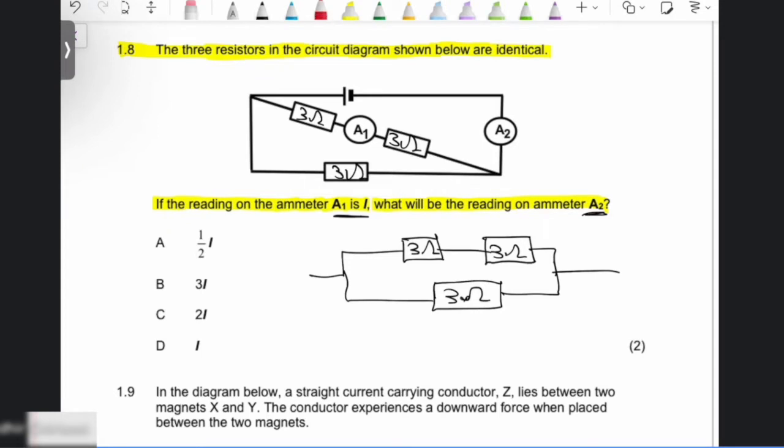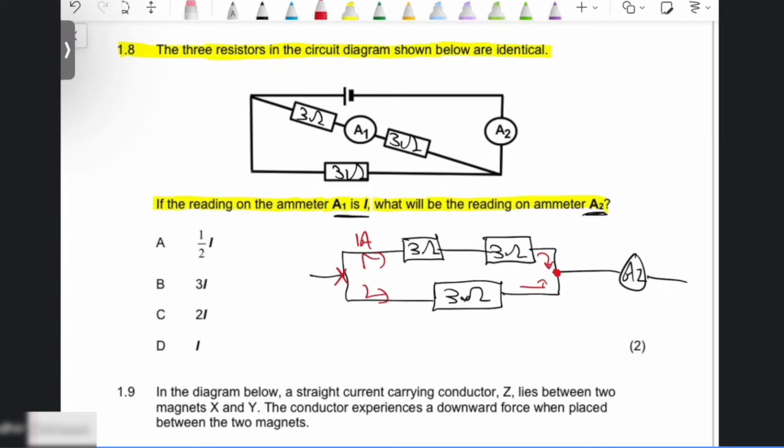They tell us the current here is some value. Now let's actually put a value to it. Normally we just say 1. So let's say the value is 1 amp going through the top, because you know it's going to split there, go to the top and the bottom, rejoin, and then flow as the total all the way to our A2 ammeter, I should say.